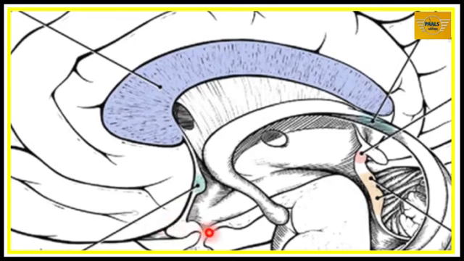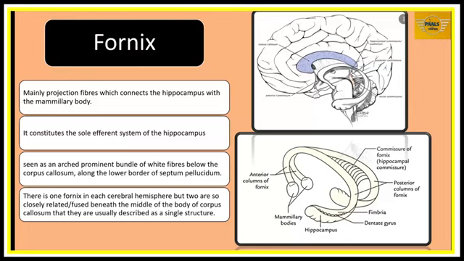Here is the fornix. This is the anterior part. And here is the anterior commissure. This commissure interconnects the middle and inferior temporal gyri, and most especially, it connects the olfactory regions of the two hemispheres. Now we look at the fornix.